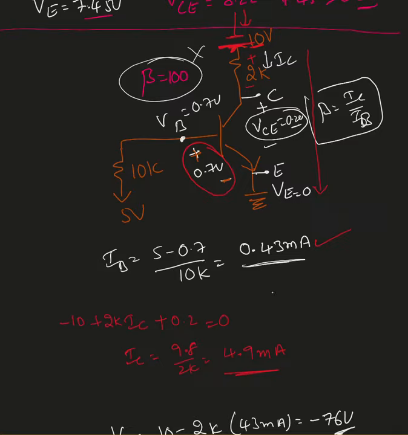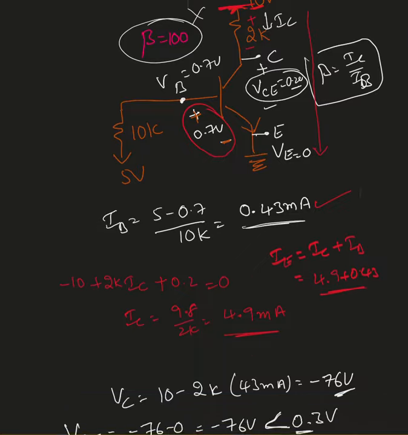Now I have the IC value. Even in saturation mode, this formula is still valid: IE must be equal to IC plus IB. So it's going to be 4.9 plus 0.43 milliamperes. That's the total IE. VE is still the same because it's grounded.